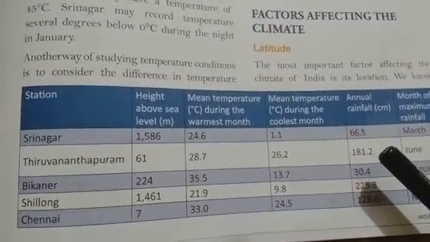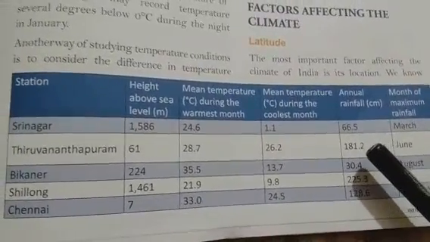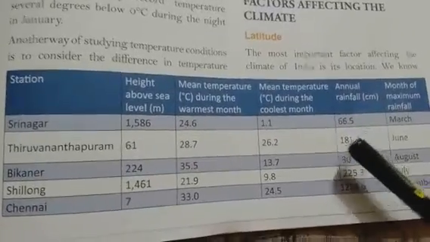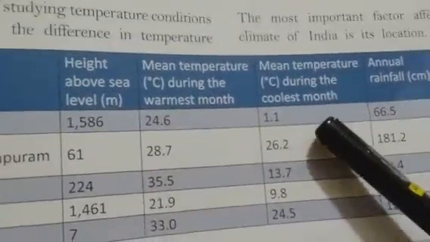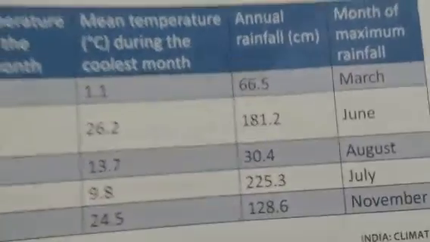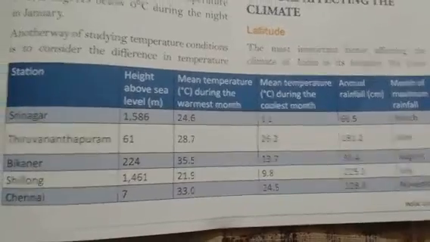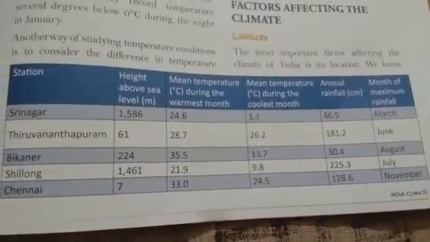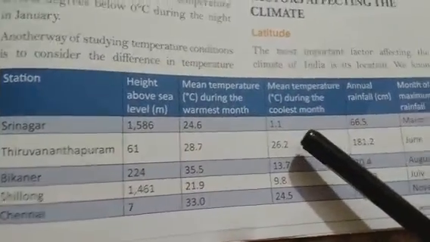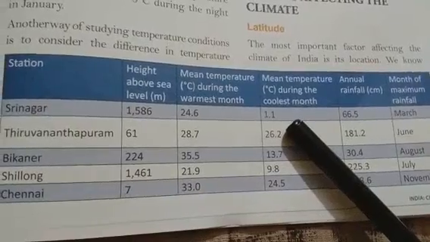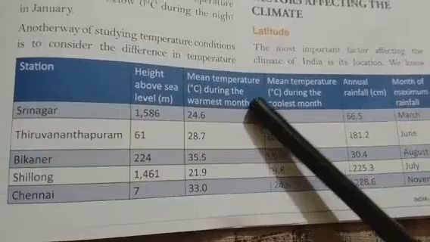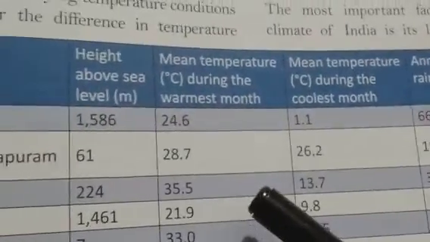Do you know what is the mean temperature? Actually, the average temperature of the year for each month is called mean temperature. Here, mean temperature is shown during the warmest month, which is May, and the temperature during the coolest month, December, and the annual rainfall in centimeters, and month of maximum rainfall. So through this table, we can see that in January in Srinagar, that means the coolest month, the mean temperature is 1.1 degree centigrade. And in June, that means the warmest month, the mean temperature is 35.5 degree centigrade in Bikaner.